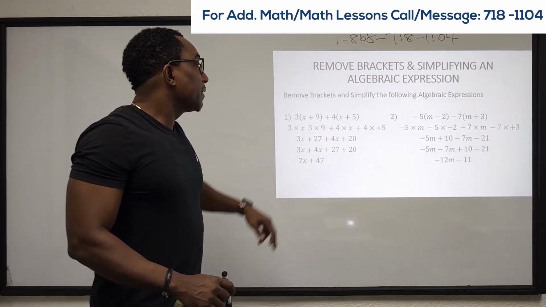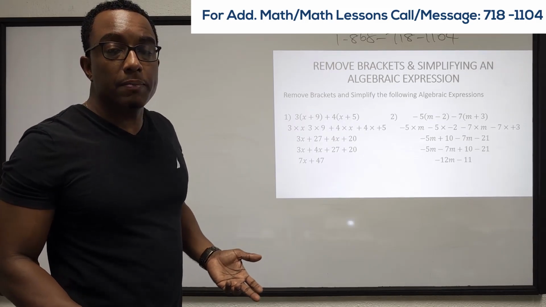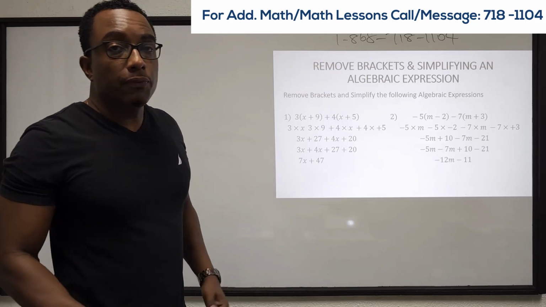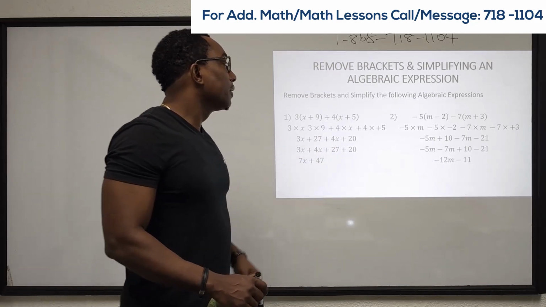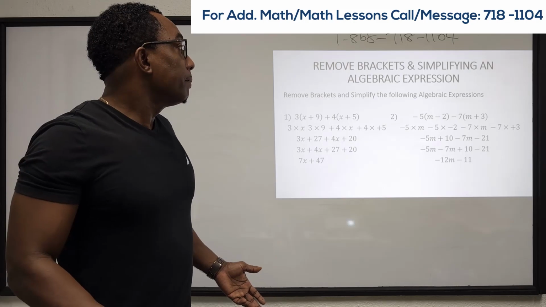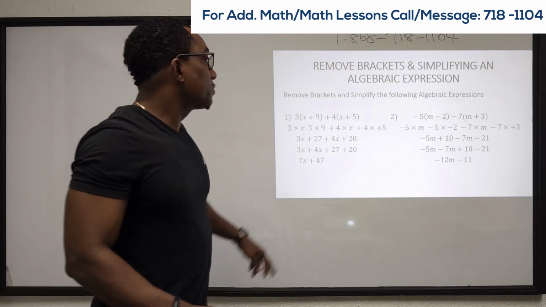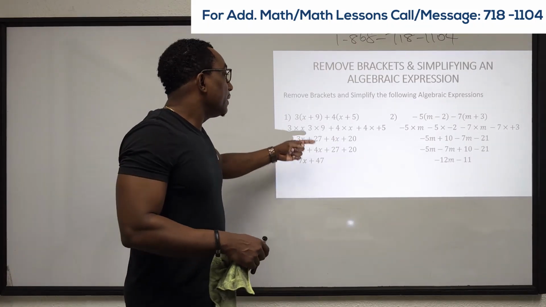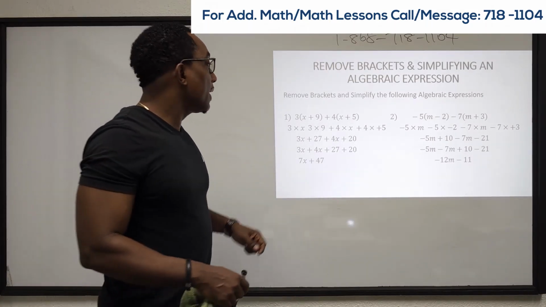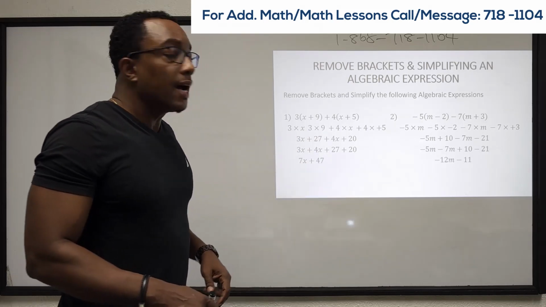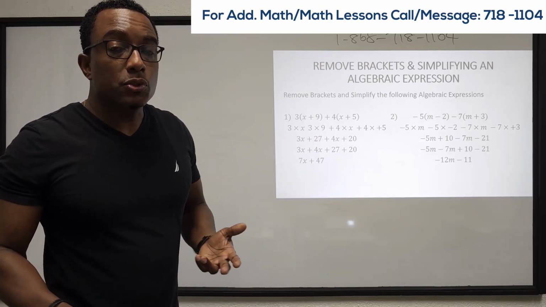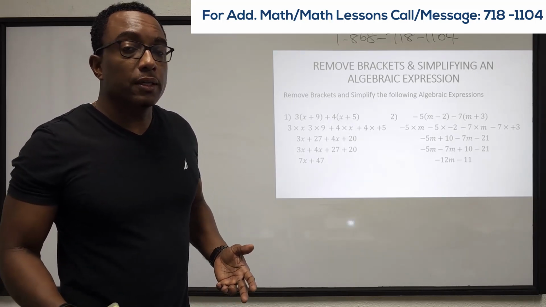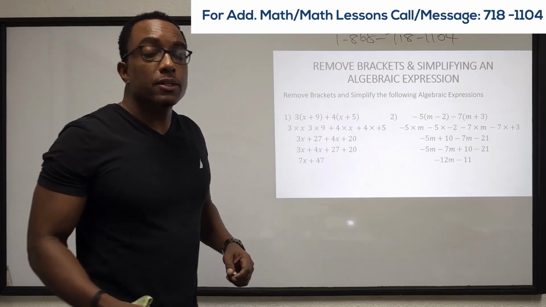So 3 by x will give us 3x, and 3 by plus 9 will give us plus 27. Plus 4 by x will give us plus 4x, and plus 4 by plus 5 will give us plus 20. Again, to simplify, we clearly see where we have like terms. Our like terms are 3x and 4x, and our like terms as well are 27 and 20, which are constant terms. So we know to simplify algebraic expressions, we will have to group like terms.